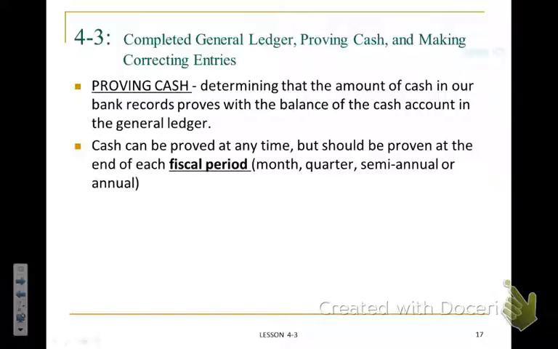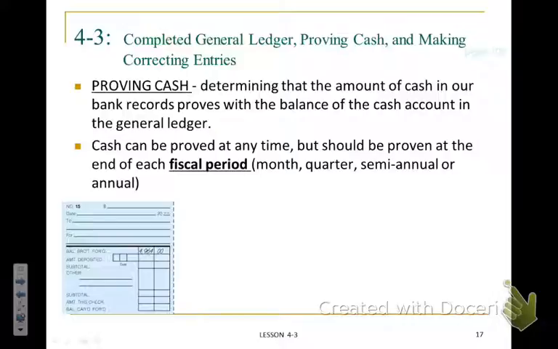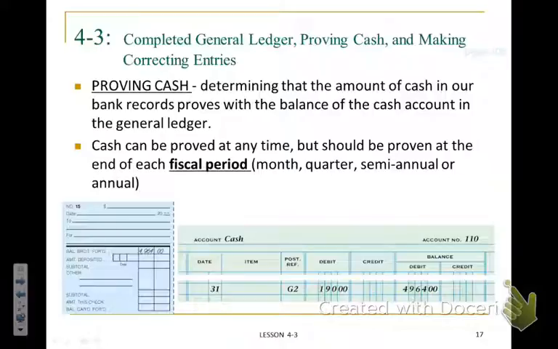Cash can be proved at any time, but at the very least, we're going to prove our cash at the end of every fiscal period, which is the month, the quarter, or the semi-annual period. So what should end up happening is your cash balance, here in the balance column of your cash account, should end up proving to the amount that you have in your checking account recorded. And if that's the case, you've probably done most things correctly.